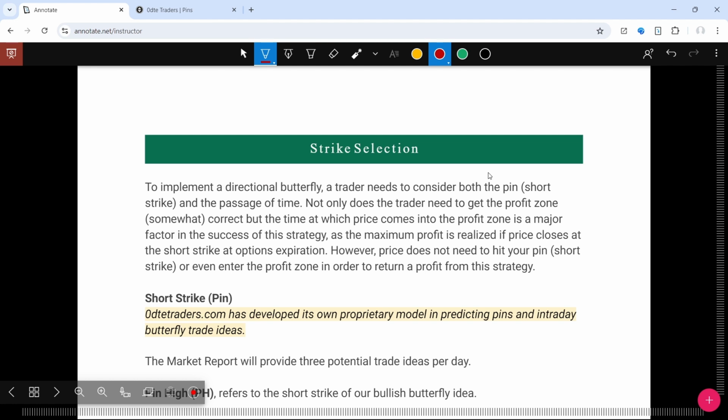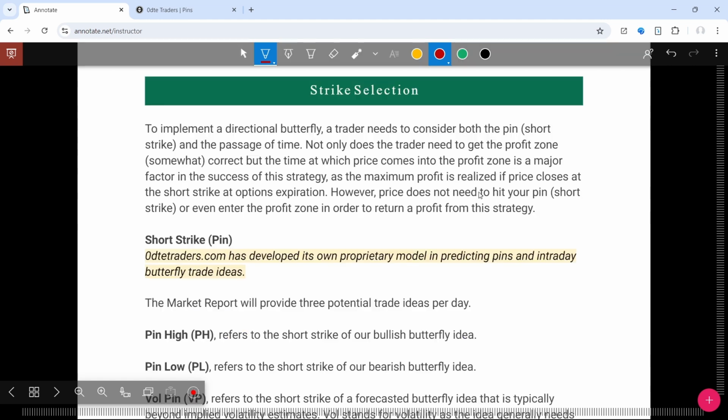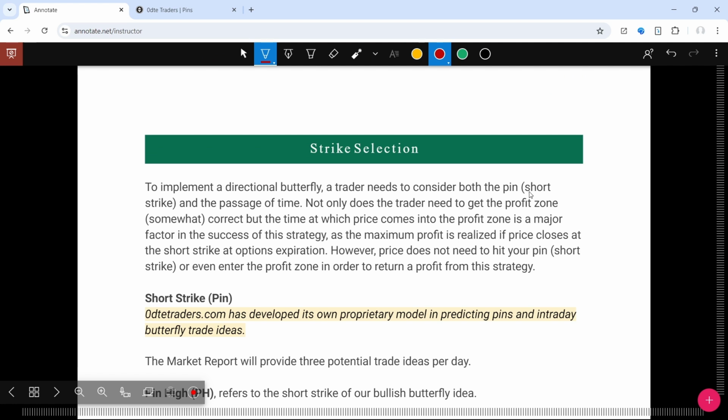Again, because the maximum profit is realized at expiration, not only do we have to be right in direction, somewhat right in terms of the zone the market may reach, but also the time it gets there. We could be too early or too late. Too early as in we blow past it; too late as in the options have expired and that move ends up happening tomorrow. So we need to keep that in play, the level of volatility essentially. So two major variables: short strike as well as the passage of time.